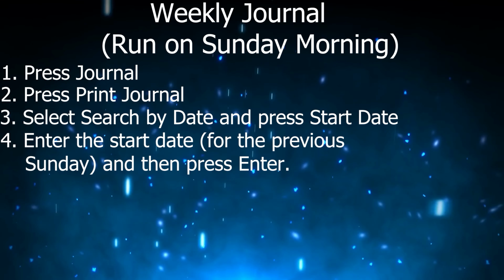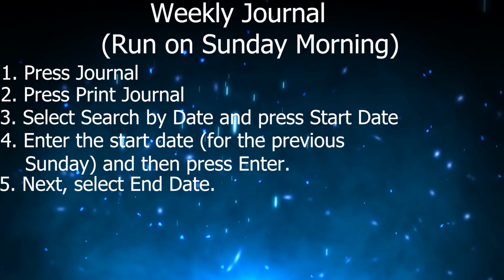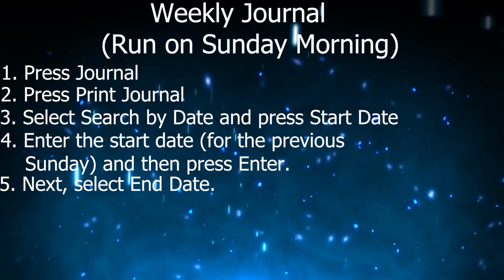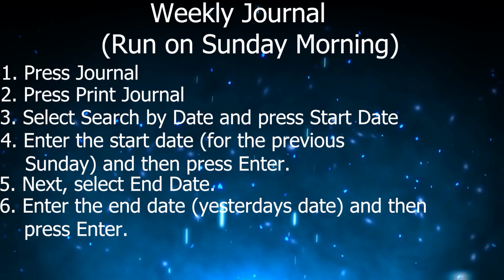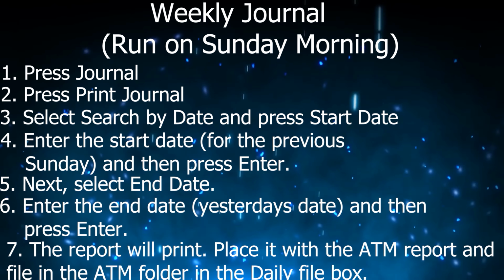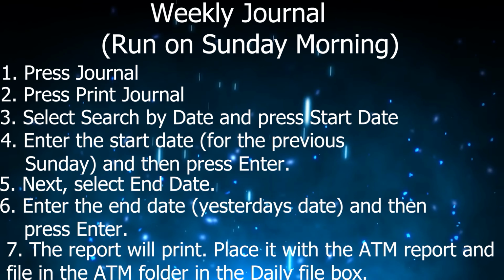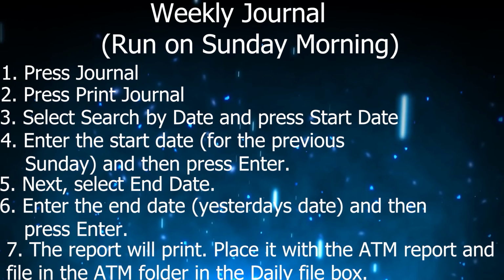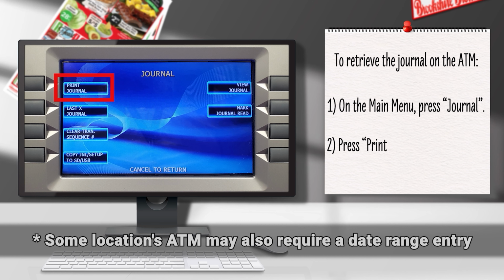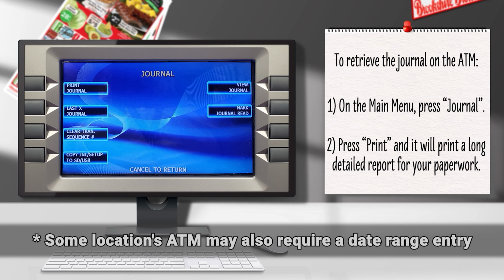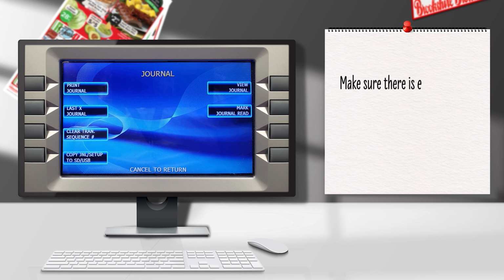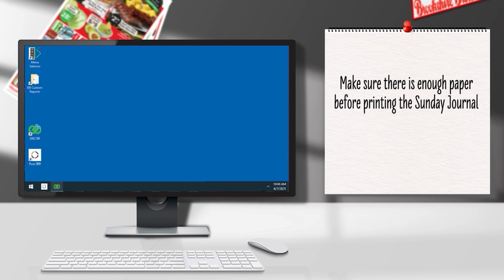Enter the start date for the previous Sunday, and then press Enter. Next, select End Date. Enter the end date, yesterday's date, and then press Enter. The report will print. Place it with the ATM report and file in the ATM folder in the Daily File box. Once you press Print, the machine will print a long, detailed report for your paperwork. Reminder: ensure that there is sufficient paper in the ATM before running the Sunday Journal.